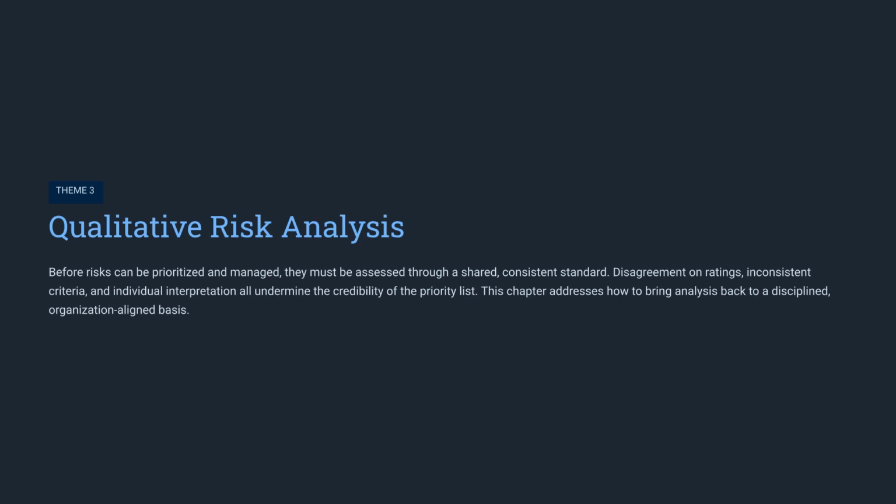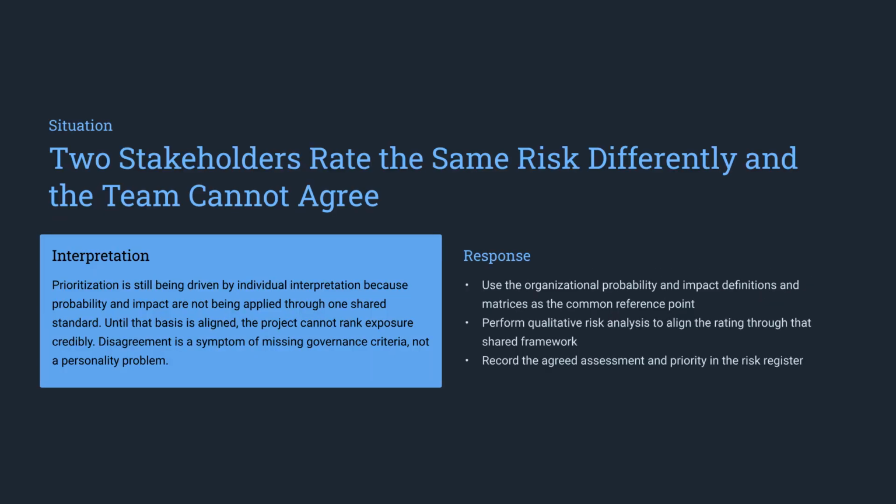Moving on to qualitative risk analysis, we must ensure assessments rely on a shared, consistent standard. Inconsistent criteria undermine the credibility of the entire project priority list. When stakeholders disagree on risk ratings, it is often a symptom of missing governance criteria. The response is to use standardized probability and impact definitions to align all assessments.